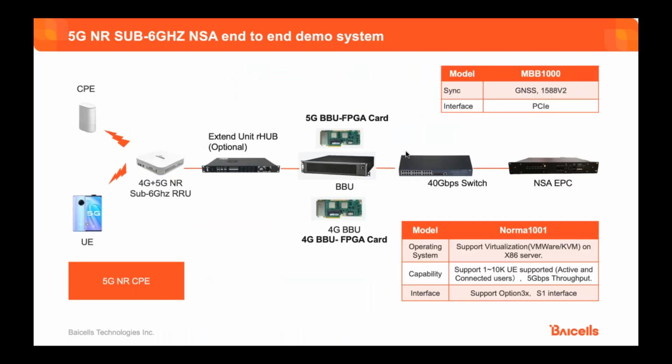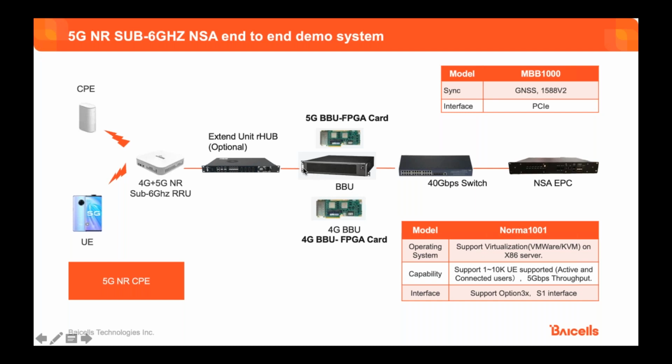Now this is the NSA, which is non-standalone. A lot of the tier 1 operators already have LTE networks that they invested billions of dollars in, so they're not going to just throw it away. So it will take 5G radios also. As you can see here, this is a dual mode 4G and 5G radio. You can connect it to the BBU, which can be 5G or 4G, and I'll talk about this later on.